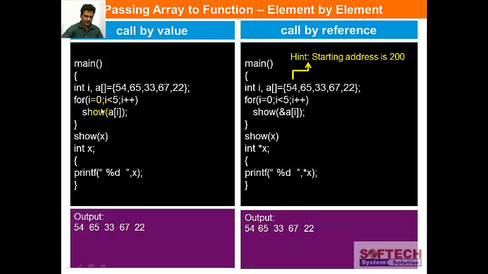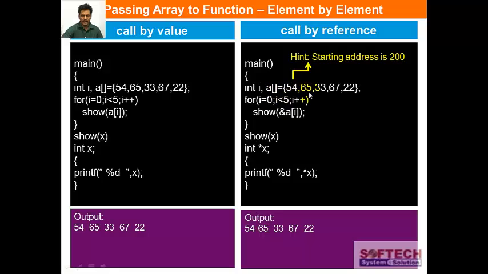So this program passes the array element by element, passing the array values one by one. It rotates 5 times, so the show function is called 5 times. But in the pointer version, instead of directly passing the array value as in call by value, here we pass the address of the array only.